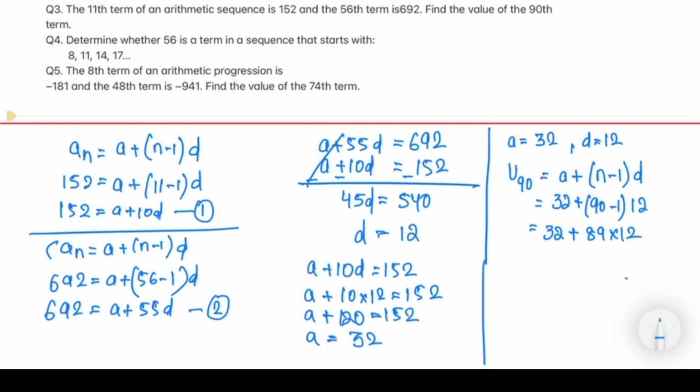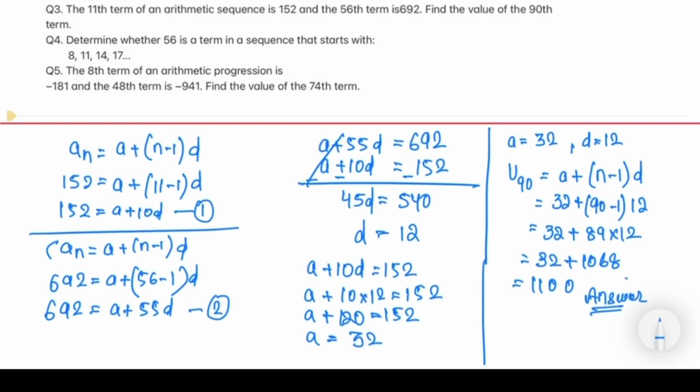Now 89 times 12 is how much? 1068. So we'll add 32 to that. So it will be 1100. And this is your 90th term. This is your final answer. I hope you understand this question. That was not so hard.